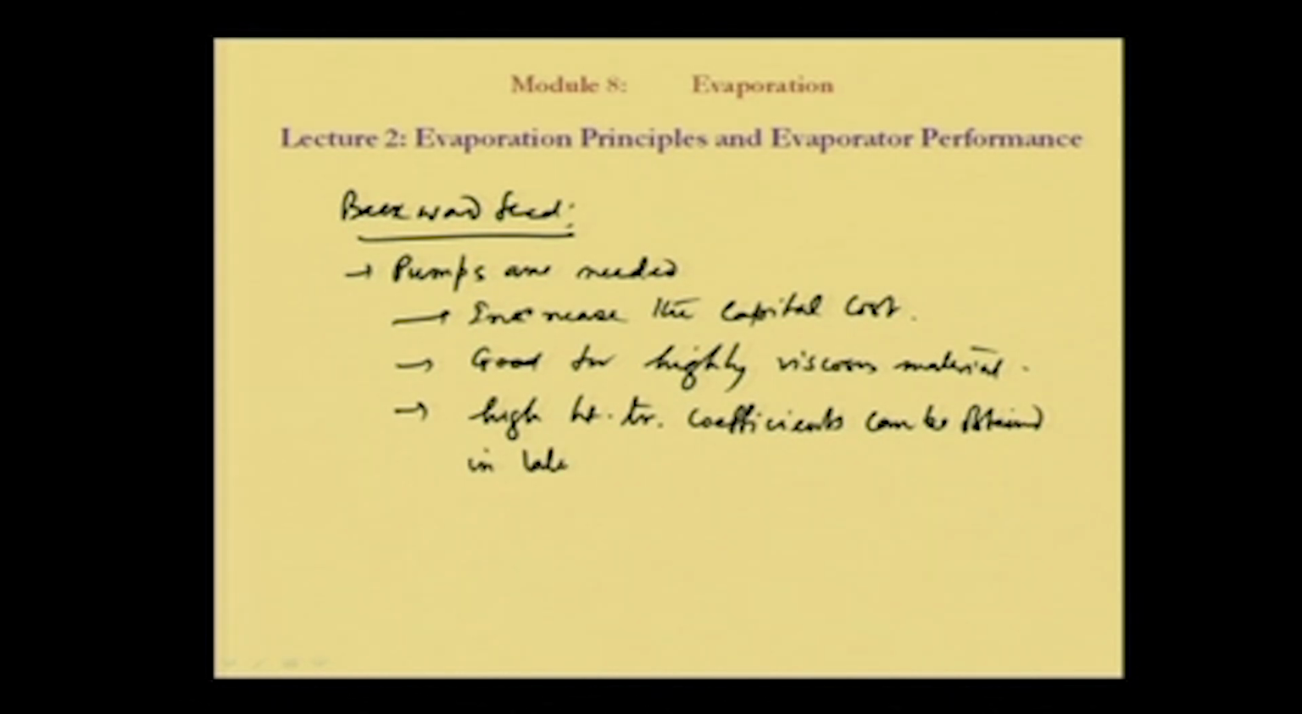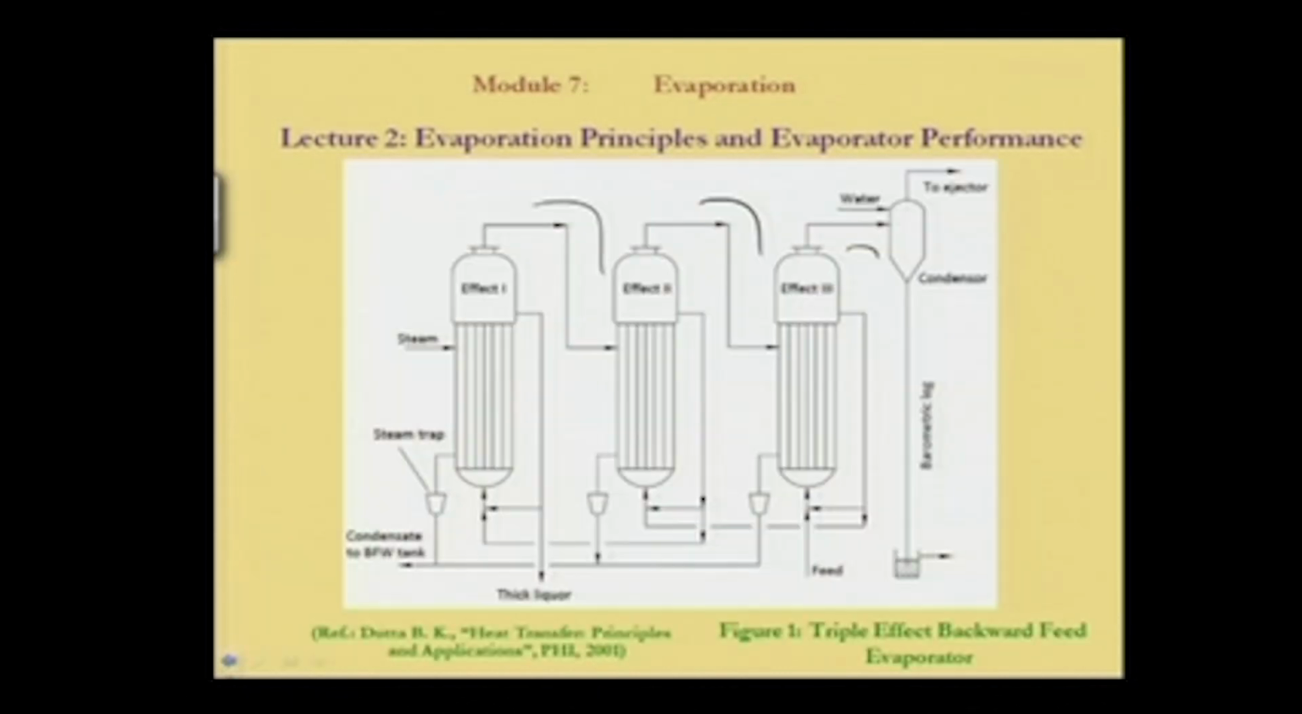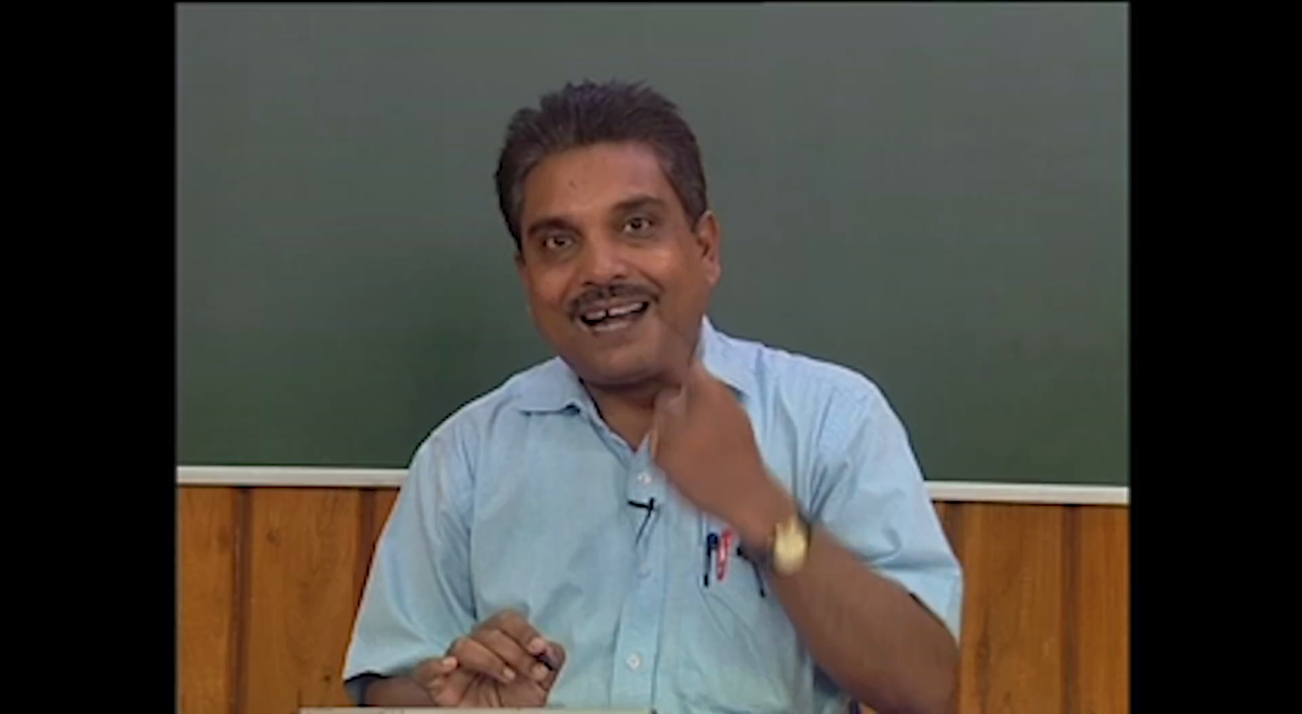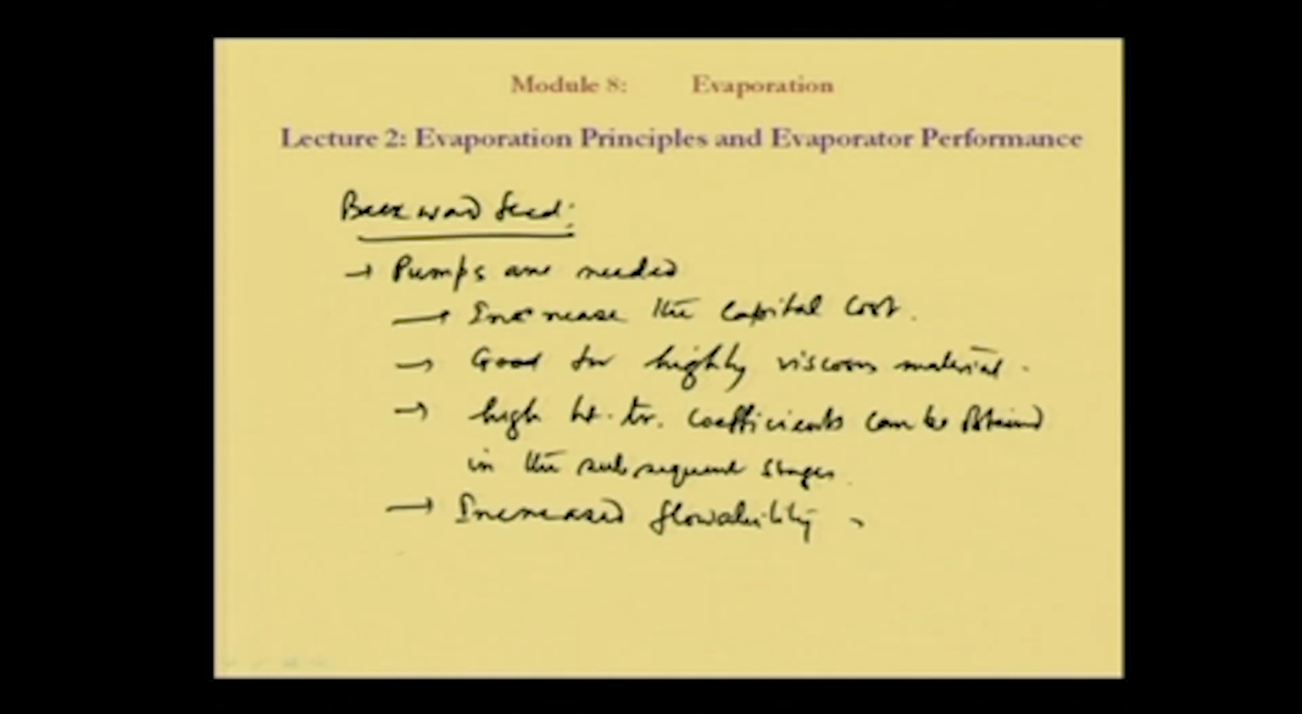In the subsequent stages, as we understand, because of increased flowability. If we see again, in effect 1 is the thickest material, which is vaporized at the highest temperature. Thickest material, highest temperature, okay, in effect 1. In case of backward, the thickest liquor is at the highest steam temperature.